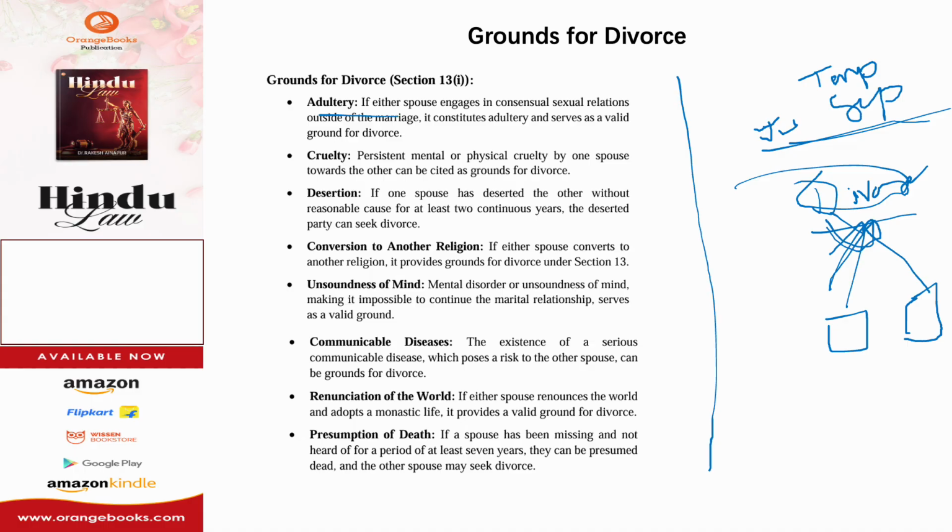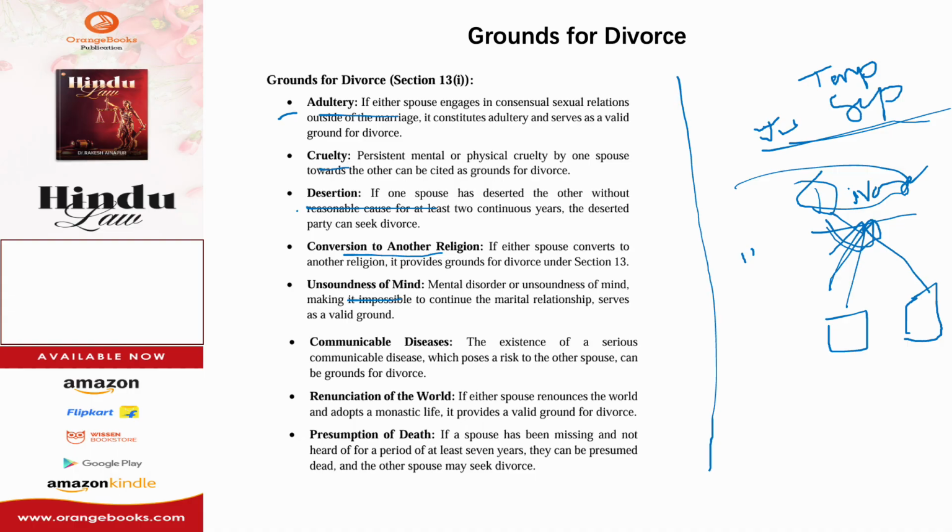The first and foremost is adultery. If any spouse is involved in an extramarital affair, then divorce will be granted. Cruelty: if one spouse acts with cruelty or physical abuse. Then desertion: if without any reason a husband and wife stay separately, that is another reason for divorce. Conversion to another religion: if a Hindu converts to another religion, the other spouse can seek a divorce.